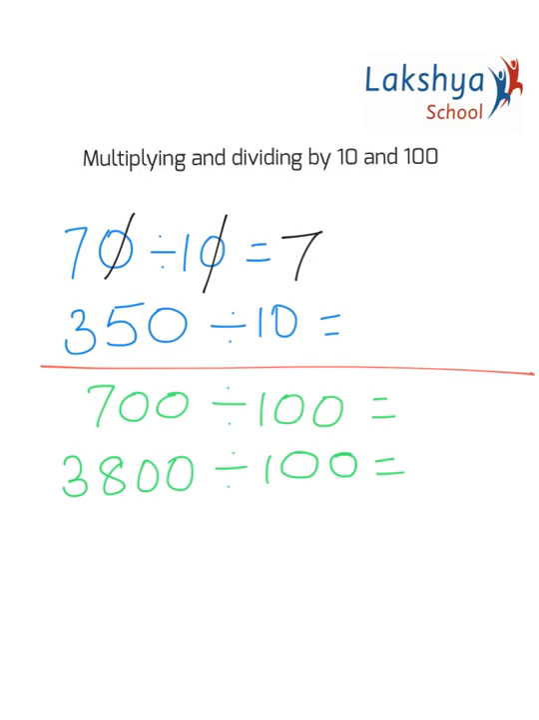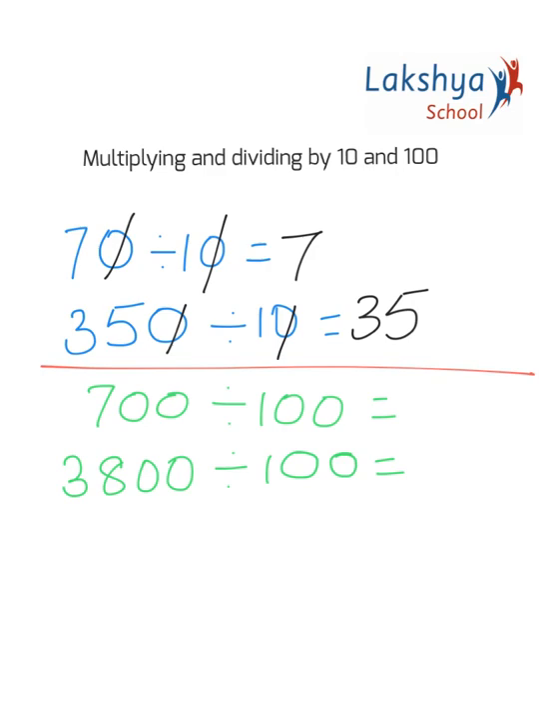In the same way, in the number 350 divided by 10, we say the answer is 35 because the number has moved one step to the right. So, over here too, the zeros get cancelled away.